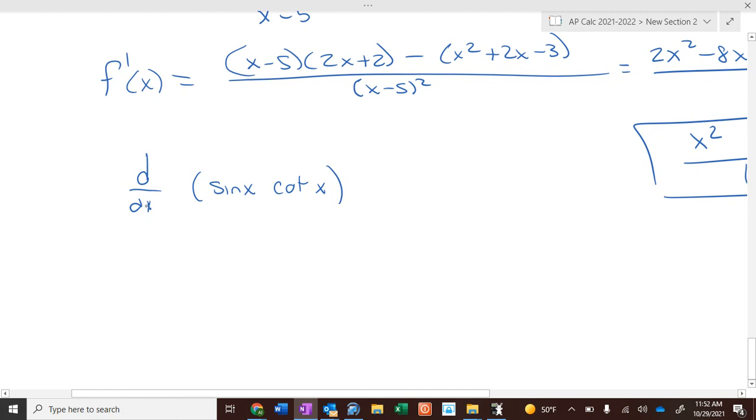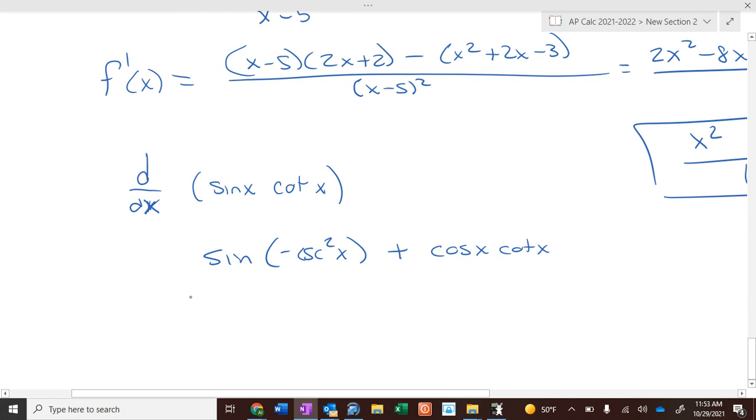Okay, what's the first derivative of sine of x cotangent of x? It's negative sine cos squared plus cotangent squared. What is the first derivative of cotangent? It's like negative cosecant squared of x, right? Plus cosine of x times cotangent of x.